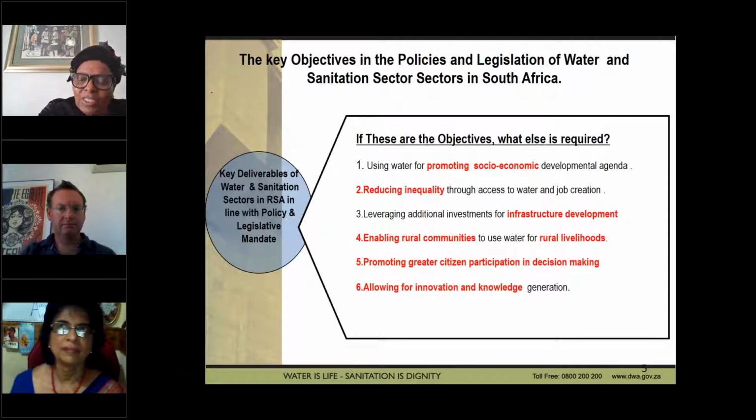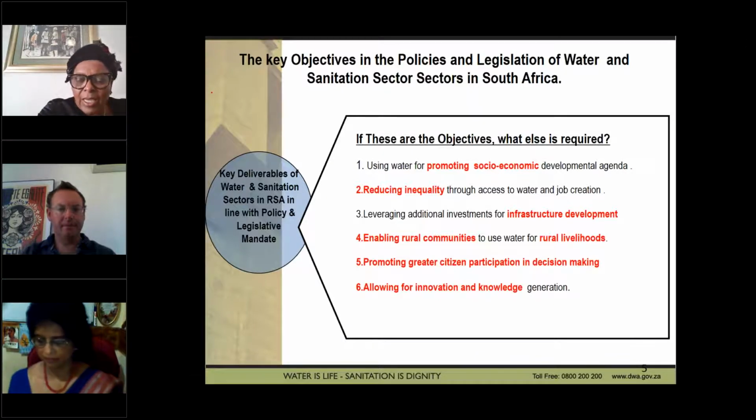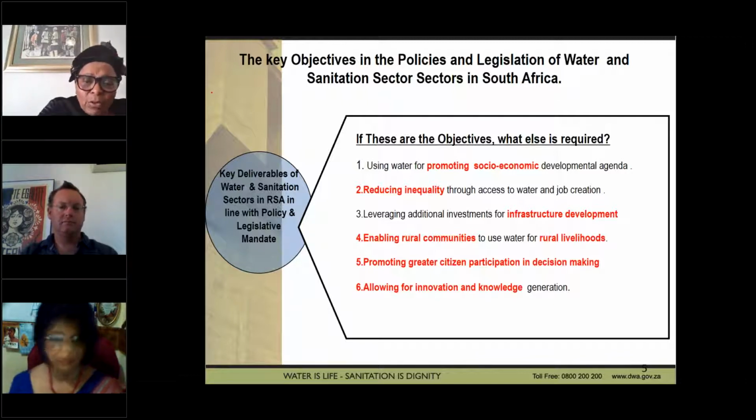Reducing inequality, which caters for women. Leveraging additional investments for infrastructure development, which will actually cater for women, including women in the rural areas and in the informal sectors. Enabling rural communities to use water for rural livelihoods. That's what we want to achieve, because we want our women in the rural areas and everywhere to also be able to have clean water for rural livelihoods.